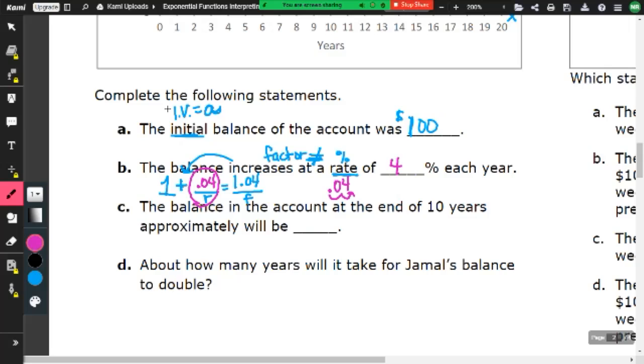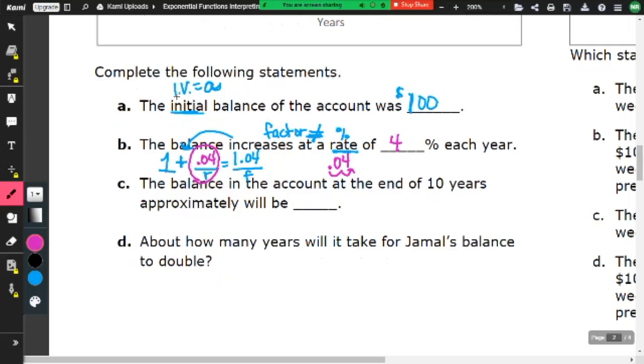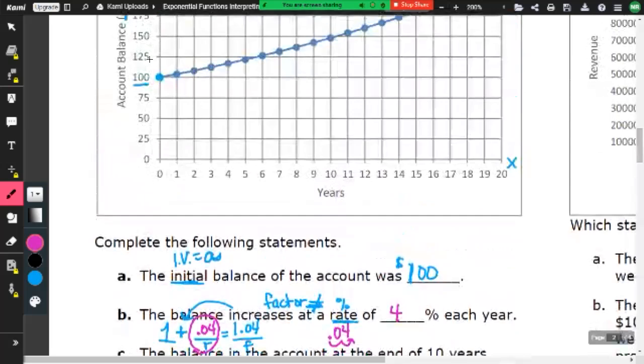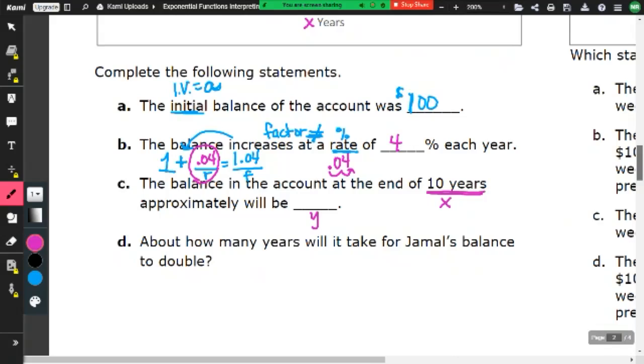Always pay attention to what they're asking. Are they asking for the rate or are they asking for the factor? Ready? The balance in the account at the end of 10 years. Years is where? X or Y? X. So we're given the X value. That means we have to find the Y value. We're given the X, we find the Y. Go to the 10 years, go to your X value of 10. And then if I go to the side, it lines up with 150.